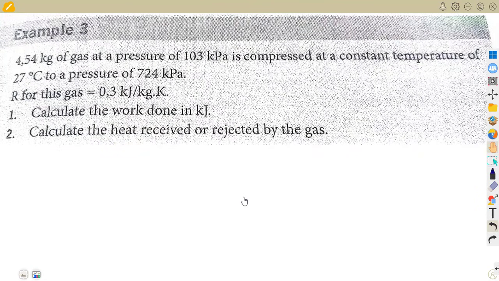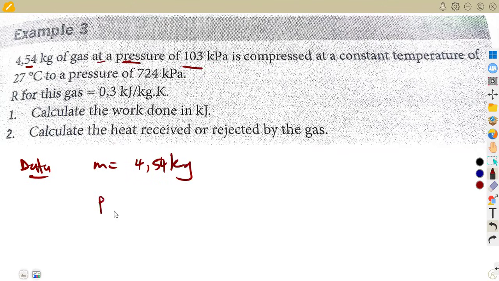All right, another part that we are given. We are given the mass of a gas, which is given as 4.54 kilograms of a gas that is initially at a pressure of 103 kilopascal and is compressed. Take note. If you compress it, it means your work done will be negative there.